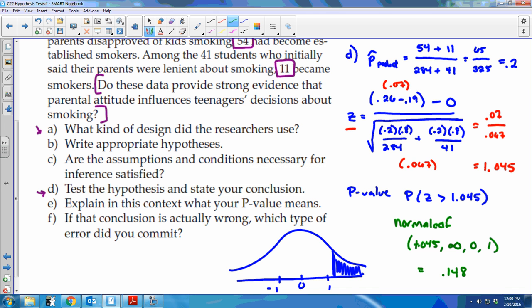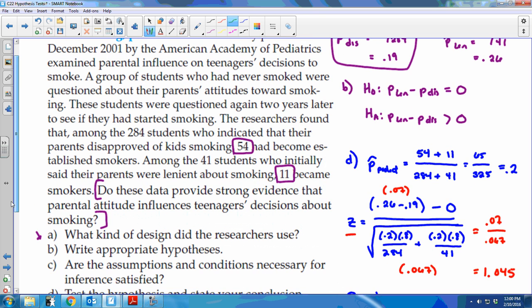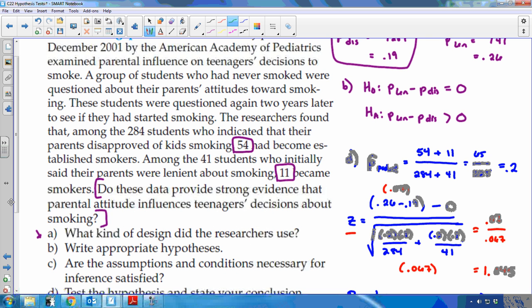Because we're failing to reject the null hypothesis, then what are we saying in context? I would just restate the question, right? We failed to reject the null hypothesis, so there is no evidence that parental attitude influences teenagers' decisions about smoking. Right? Yeah? Questions about the conclusion? Okay.